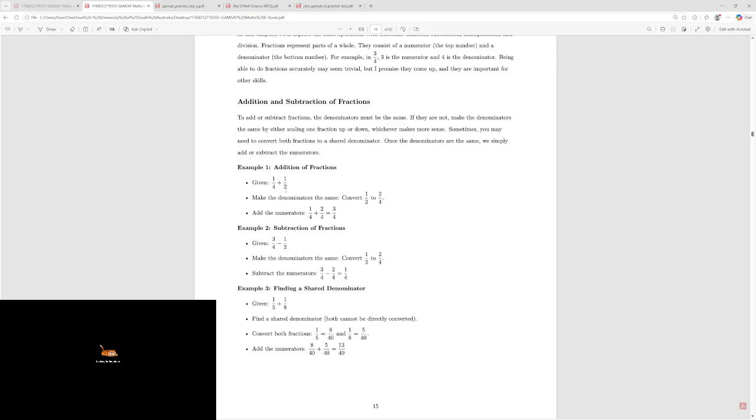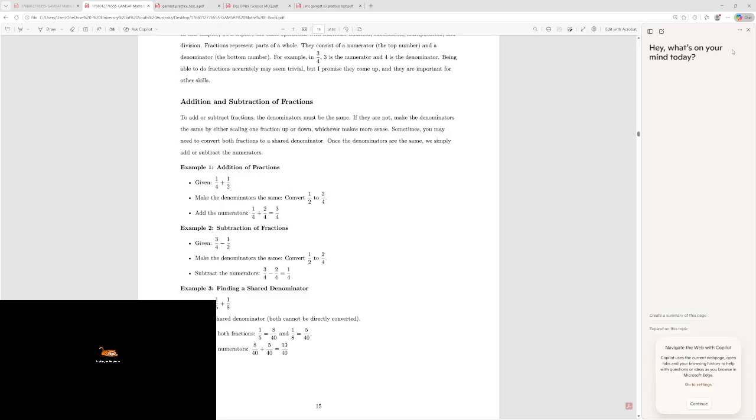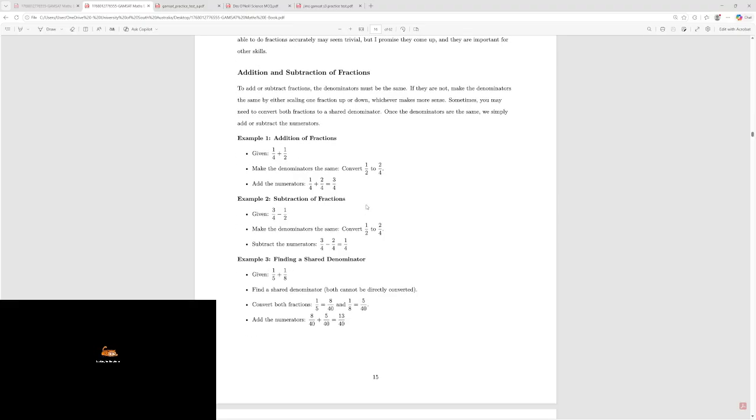Wait, so the denominator has to be the same. So you just times this by two to get four. You see how 1 on 4, the denominator is the number at the bottom, 4. Essentially you want to get that in both of them. Then you just simply add them. So the top 2 numbers you add, and the bottom 2 numbers you add. Okay, so you add both, so it's two over eight.